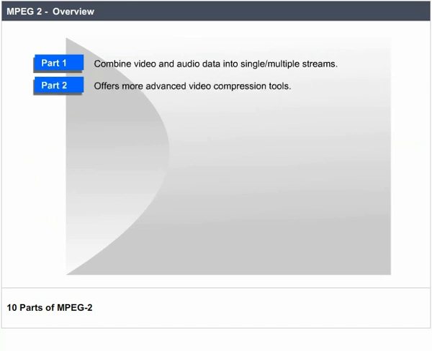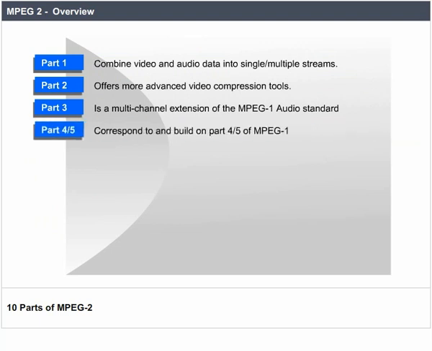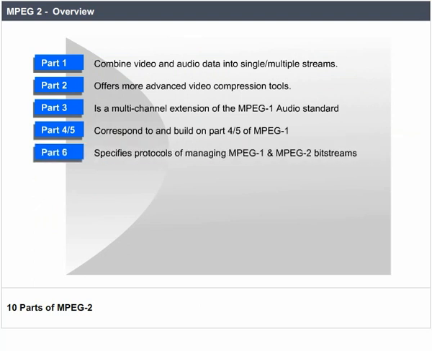Part 2 offers more advanced video compression tools. Part 3 is a multi-channel extension of the MPEG-1 audio standard. Parts 4 and 5 correspond to and build on Parts 4 and 5 of MPEG-1. Part 6 specifies protocols of managing MPEG-1 and MPEG-2 bit streams. Part 7 specifies a multi-channel audio coding algorithm.